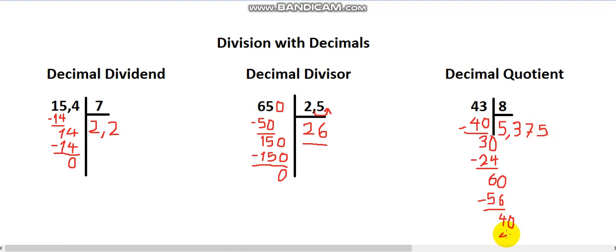And now, if I do the subtraction, I'm going to get a 0. And now my division is over. My result is 5.375. And that's all there is to division with decimals.